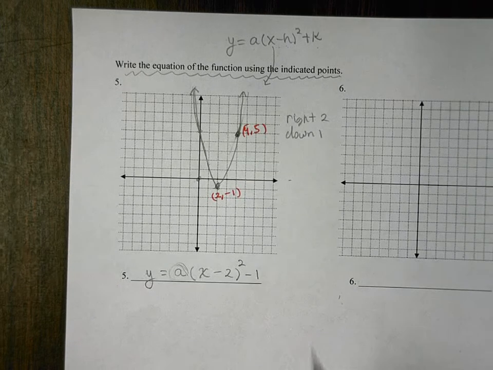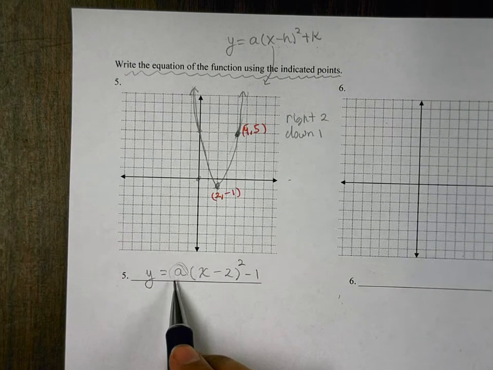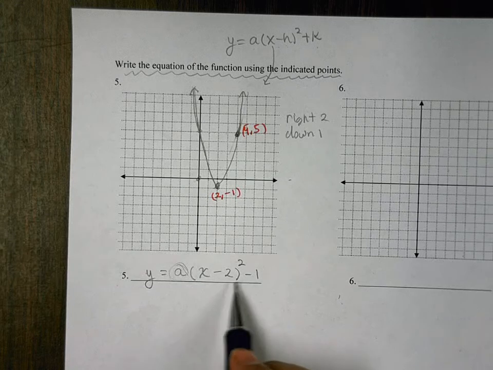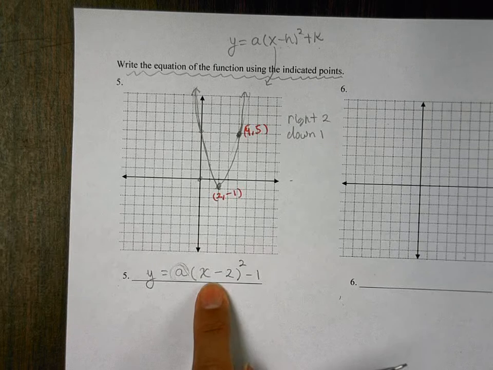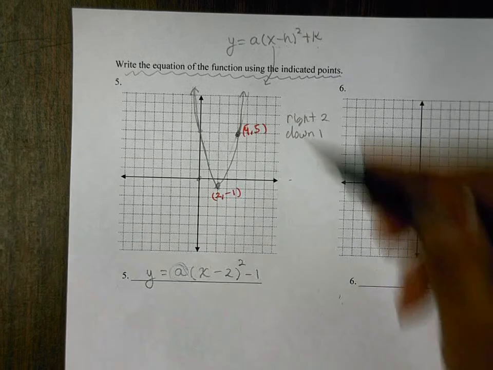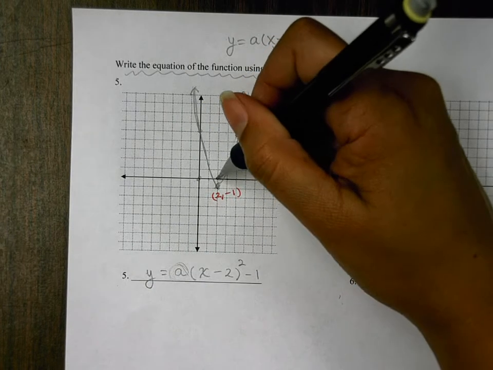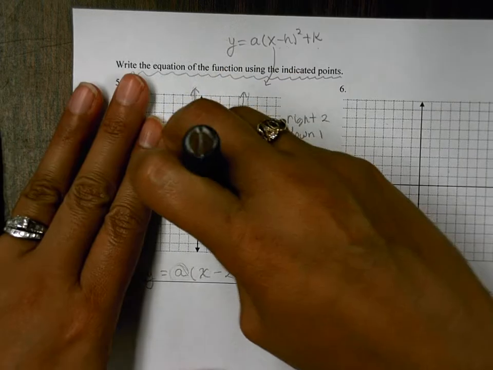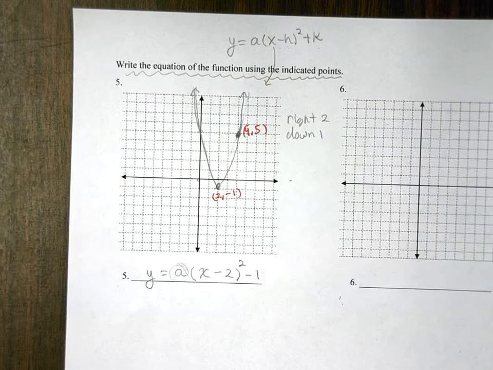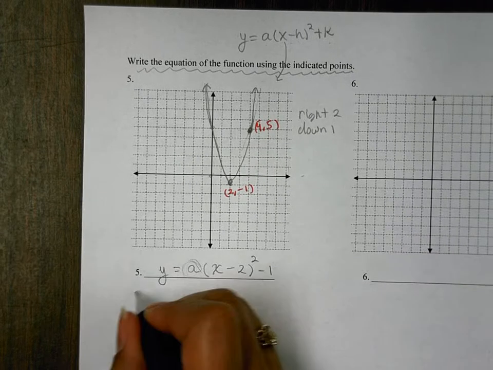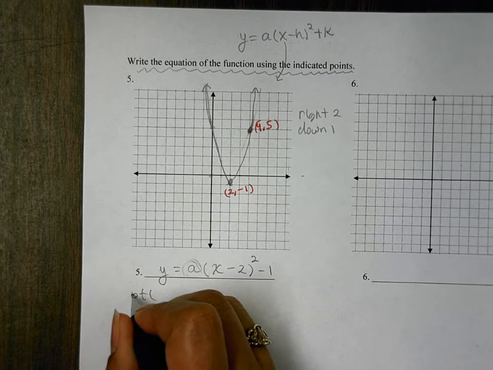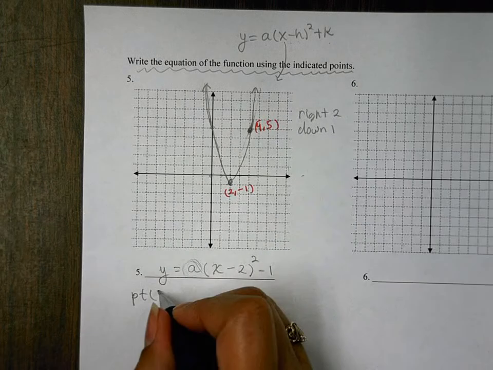Now think about it. If I gave you this, just ignore the a for now, and I said, where would your start point be? You would say right 2, down 1. Opposite of the inside, outside stays the same. From the origin, right 2, down 1 is indeed the start point. Okay? How do we find the a value? You use the point given to you. The other point, there's always going to be an extra point, and that extra point is 4, 5.